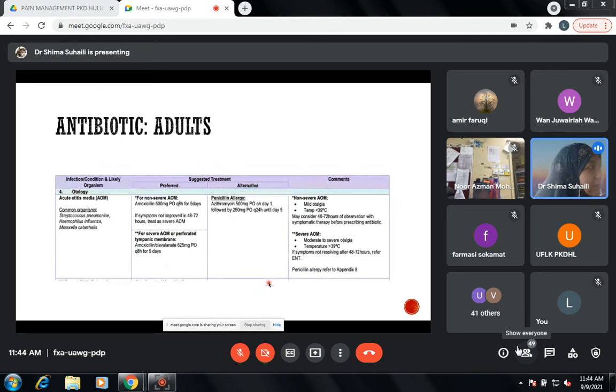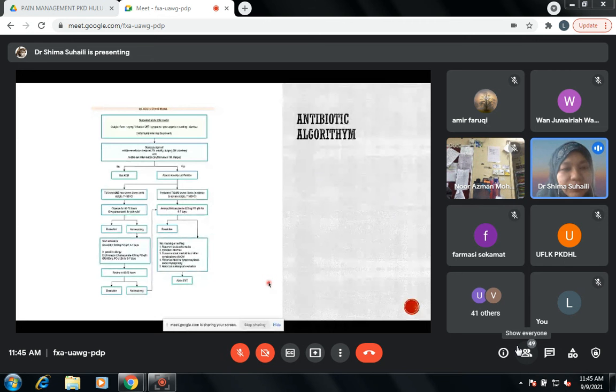Okay, for adults, basically, all those patients with acute otitis media, you have to treat them immediately with antibiotic. For non-severe AOM, you can give amoxicillin as the first line, TDS dose for 5 days. However, if the symptom does not improve within 48 to 72 hours, you have to classify them as severe AOM. So those with severe AOM, the treatment should be with Augmentin rather than amoxicillin. Okay, so this is a busy slide we need to know. Okay.